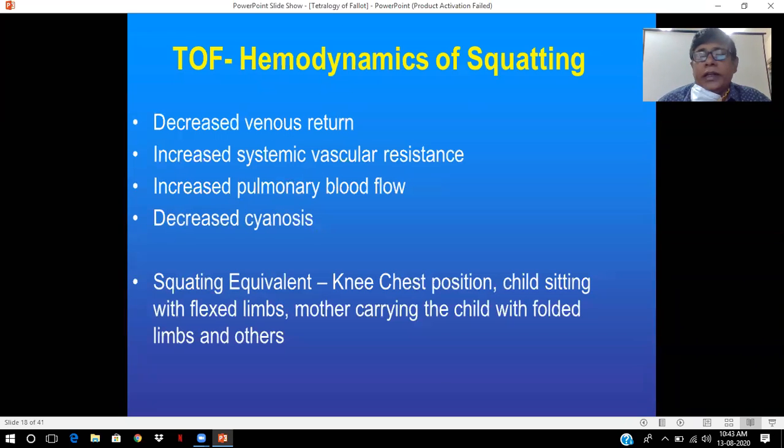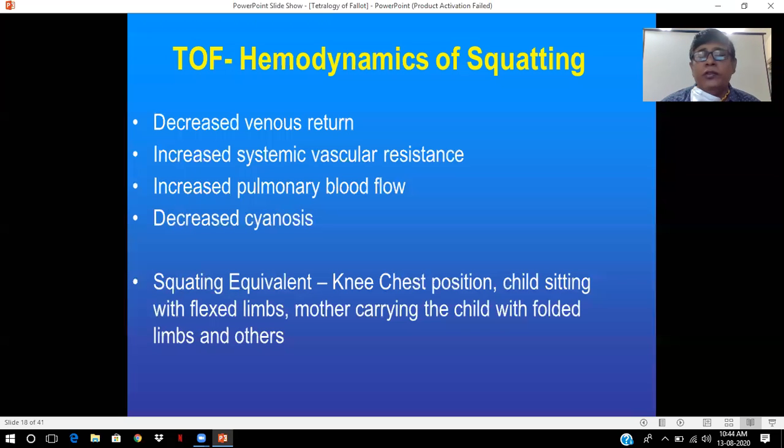So when we do squatting, how does it help us? We flex all the joints and there will be decreased venous return. When you are flexing all the joints, there will be decreased venous return, and this will increase the systemic vascular resistance. When there is increased systemic vascular resistance, less blood will flow to the aorta. So the aortic blood flow will be obstructed to some extent, and this will increase the pulmonary blood flow. And that's how the cyanosis is decreased.